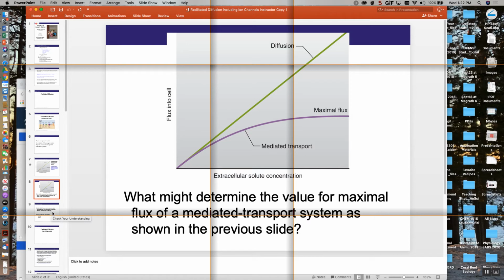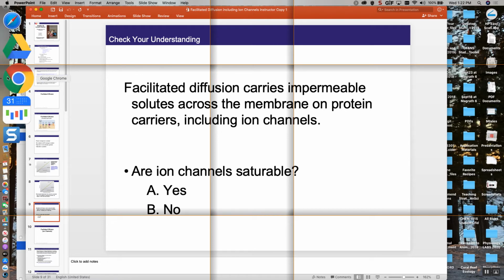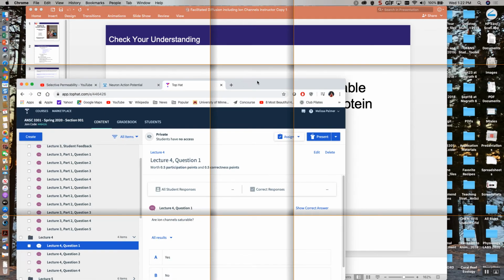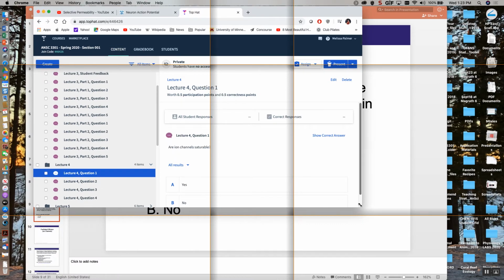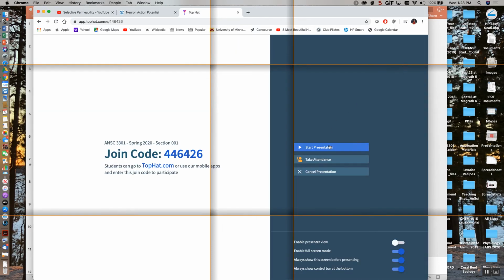Okay, all right. So here's a question for you. Facilitated diffusion carries impermeable solutes across the membrane on protein carriers, including ion channels. So let's get your Top Hat devices out. This is just one question that I have for you for today. Thank you all for coming to class. Here is your question. Just a simple one. It's actually pretty tricky.